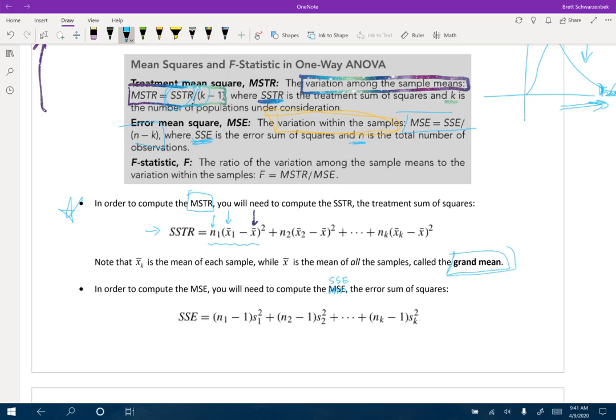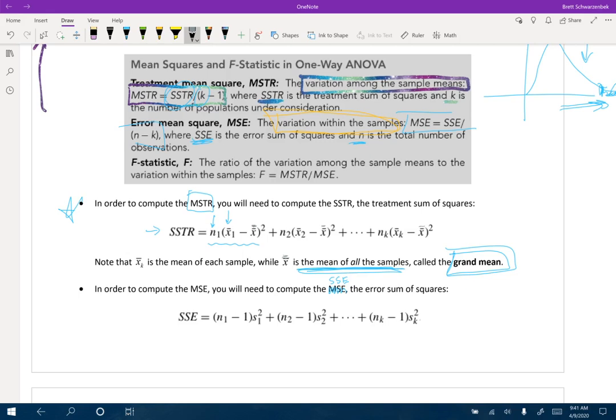The grand mean is the mean of all the samples, and we'll talk about how to calculate that in a second. Worth noting, they usually call it X bar bar. I know that sounds kind of weird, but they do two bars on top of each other. I don't know if they do it in this textbook or not, but if you try to look this up, it's probably going to be X bar bar. It's the mean of all the samples, and the reason you know it's different from the other X bars is it doesn't have a subscript.